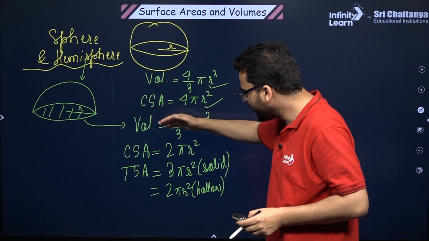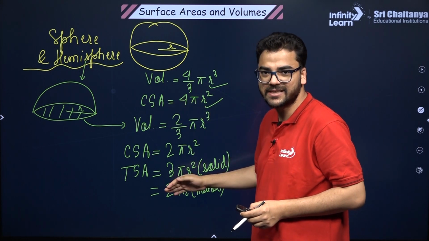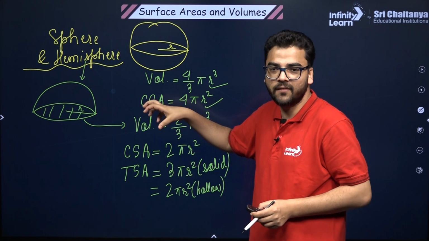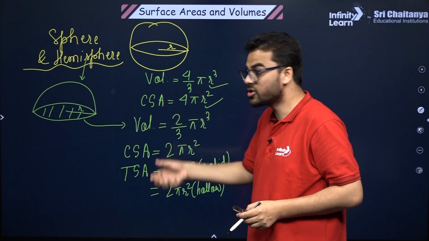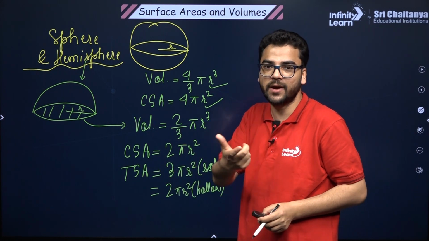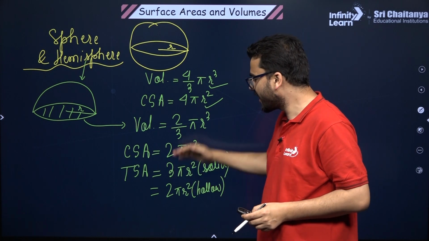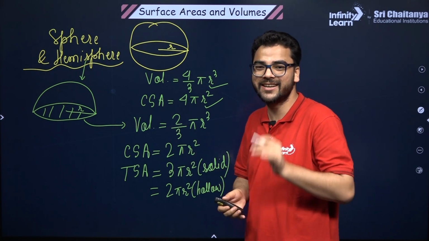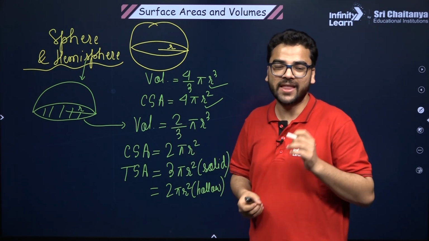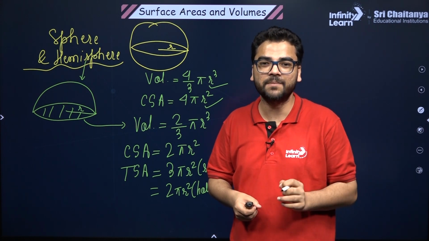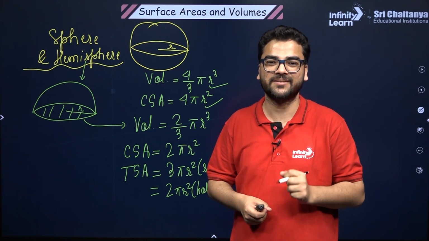So again, see, these things, basically surface areas, whether it is curved or total, it depends on the situation as well. It is situational. Volume will every time remain the same, right? But surface area can change according to the situation. So you have to understand the situation as well. So that's all about formulae in the chapter surface areas and volumes.